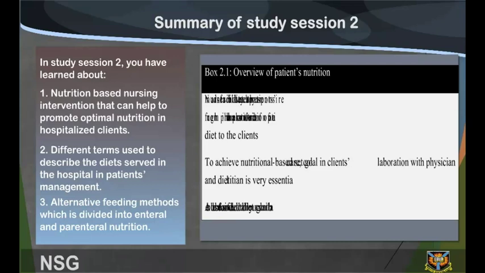Overview of patient's nutrition. Nurses have a responsibility to maintain health and facilitate patient recovery from illness through promotion of optimal nutrition and provision of a balanced diet to the client. To achieve nutritional-based set goal in client care, collaboration with physician and dietitian is very essential. A balanced diet can be obtained through the use of locally available food.